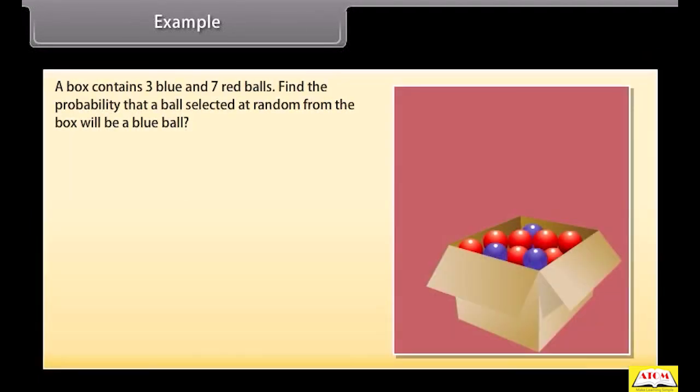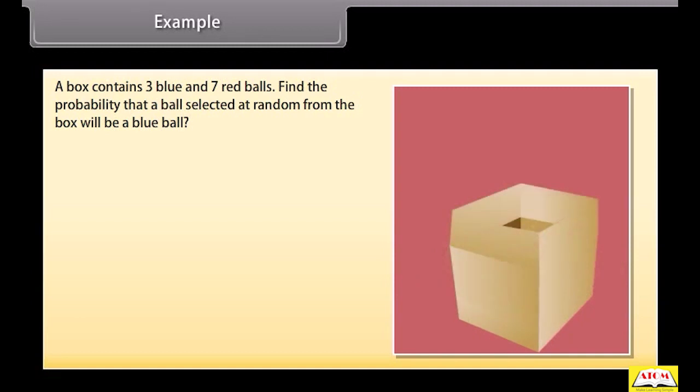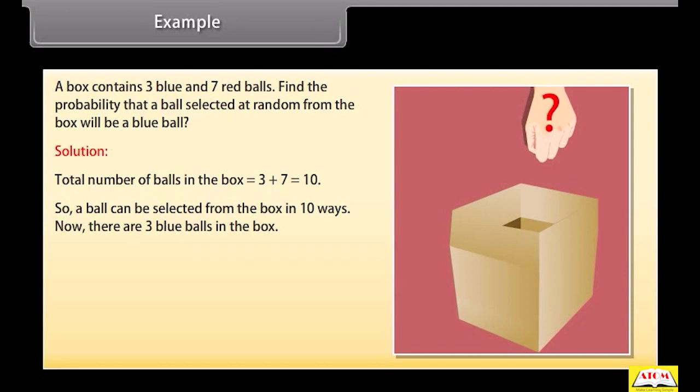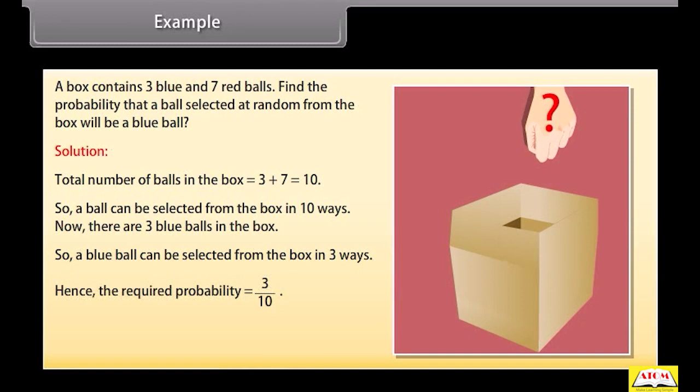A box contains 3 blue and 7 red balls. Find the probability that a ball selected at random from the box will be a blue ball. Solution. Total number of balls in the box is equal to 3 plus 7 equals 10. So, a ball can be selected from the box in 10 ways. Now, there are 3 blue balls in the box. So, a blue ball can be selected from the box in 3 ways. Hence, the required probability is equal to 3 by 10.